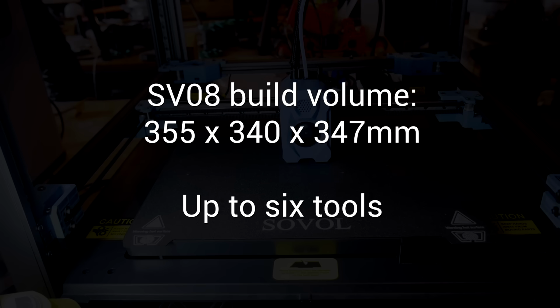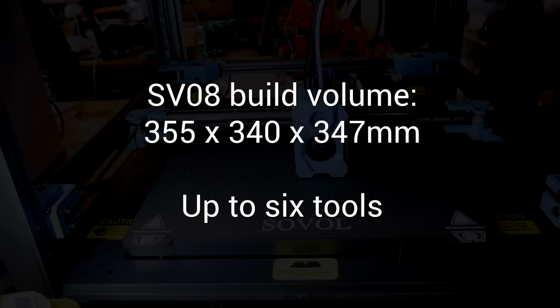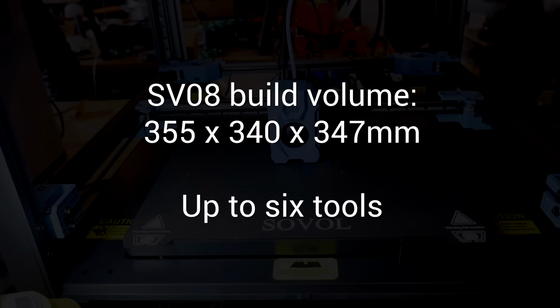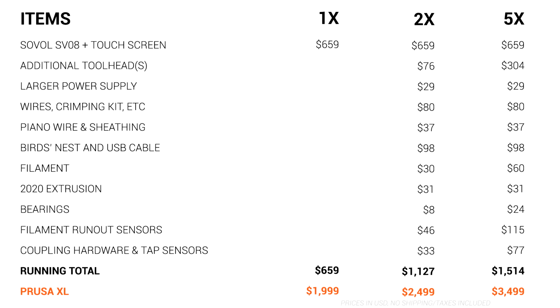The SV08 has the advantage here. Even without changes, it still has a build volume of 355x340x347mm. And best of all, it can have up to 6 tools, which is very competitive. And our pricing, which only needs the sex ball probe added for a few dollars, is still very competitive. Obviously, there'll be a fair amount of time that goes into building this, but a lot of people, including myself, quite like doing this as a project.